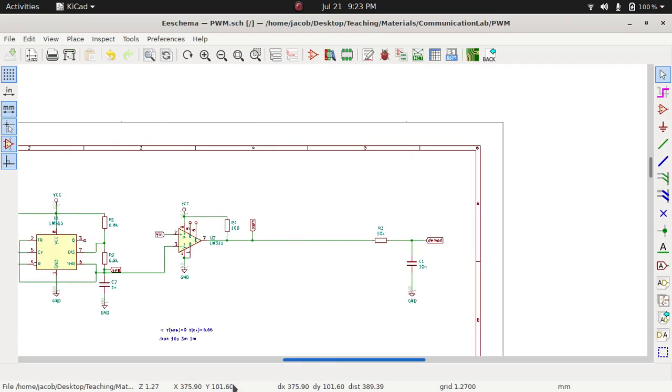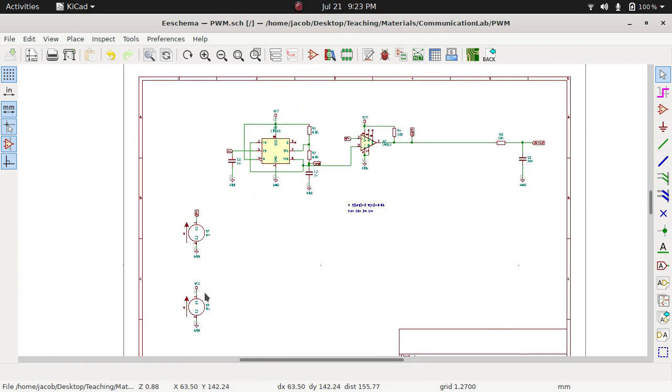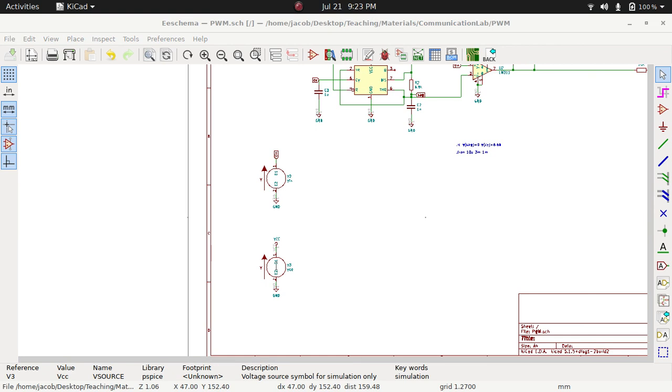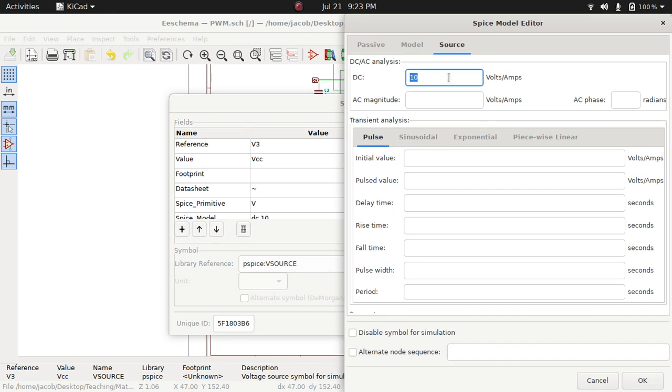Now let's see the various active components here and their specifications. So I have a VCC source here, and the SPICE model is basically a DC source of 10 volts. So this will be the VCC supply, and it will be fixed at 10 volts.